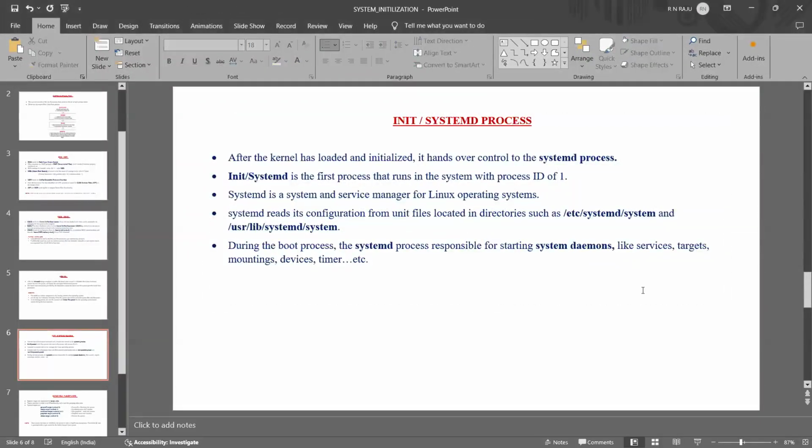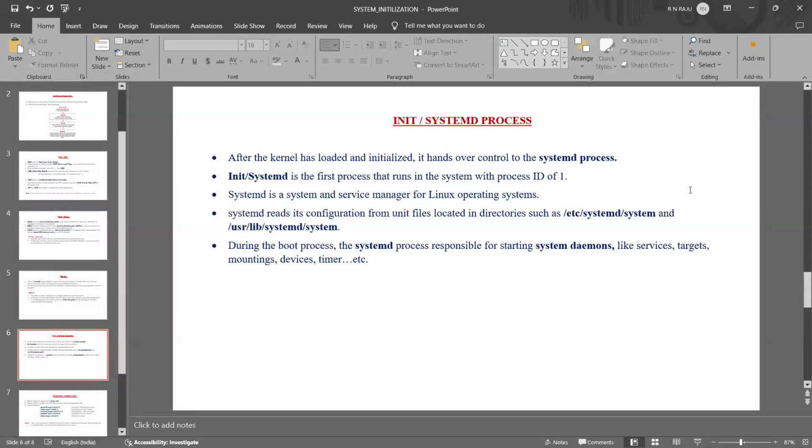So systemd is the first program of Linux. Once systemd has been loaded, the remaining processes, services, daemons, targets, mountings, devices, scheduling timings, and everything will be loaded. So who will load systemd? The kernel will load systemd. Systemd will load all services and target groups.